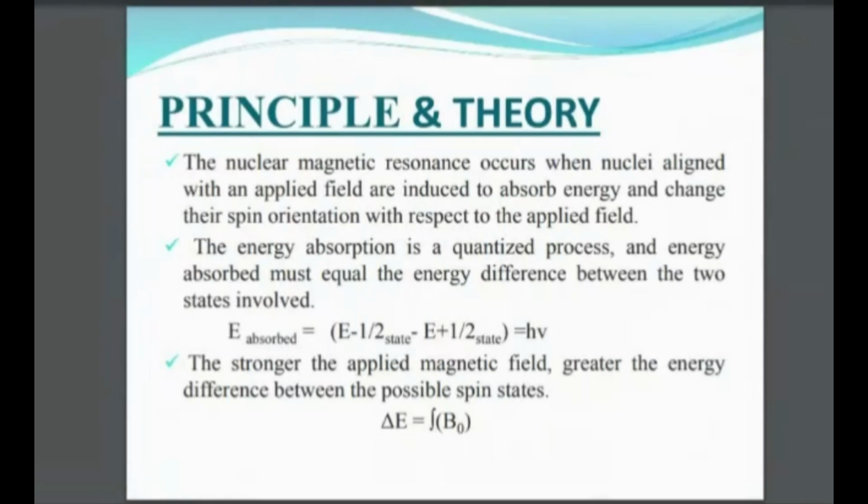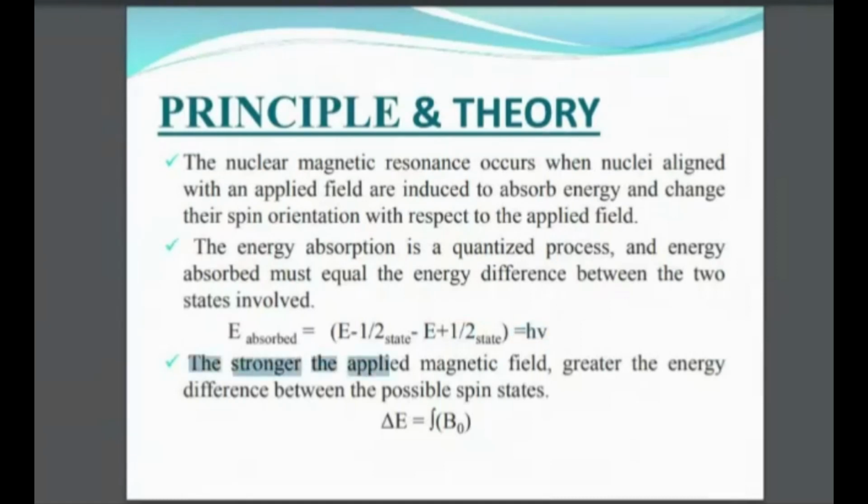Next point, the energy absorption is a quantized process, and the energy absorbed must be equal to the energy difference between two states, that is the ground state and the high energy state. Okay, so the energy absorbed is the energy of minus half here. Minus half is an indication of one spin and plus half is the indication of the other spin. So the difference between E minus half and E plus half, that is the energy absorbed. So the energy is equal to the energy of electromagnetic radiation, h nu.